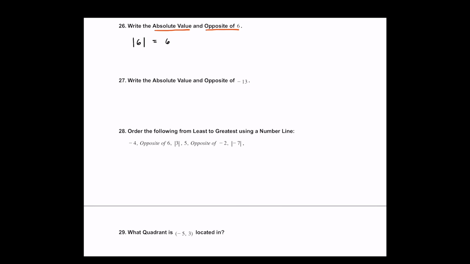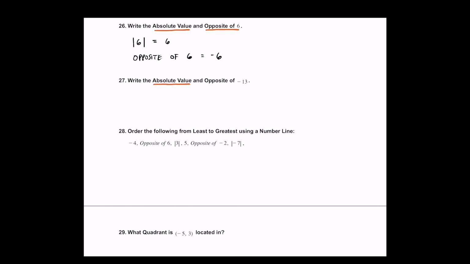Opposite of 6. So the opposite of 6, there's no symbol for this. I mean, technically it's a negative sign. Whenever you see a negative sign, it means opposite. So the opposite of 6 is going to be -6. Keep in mind, whenever you add opposites, you always get 0.